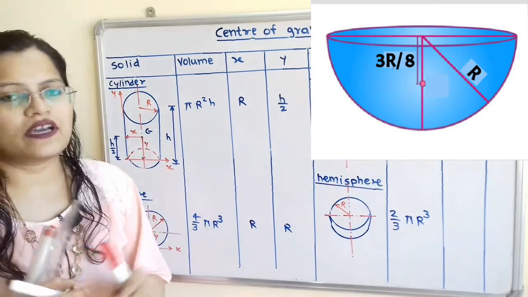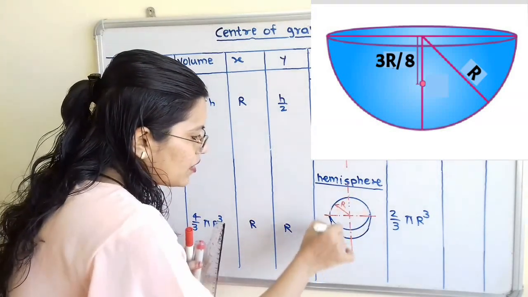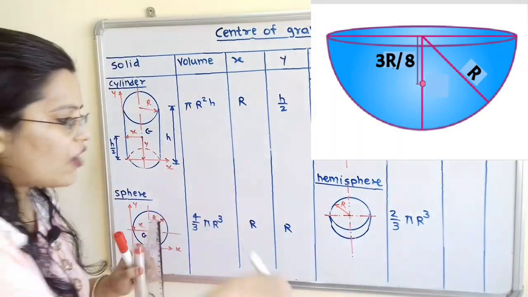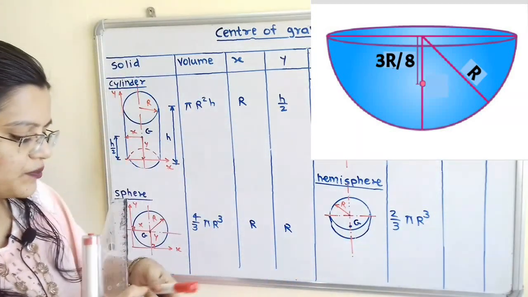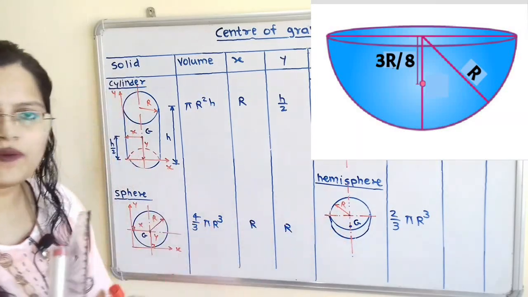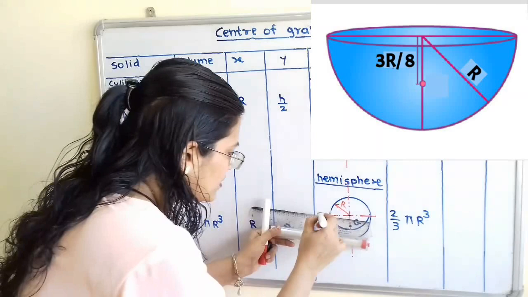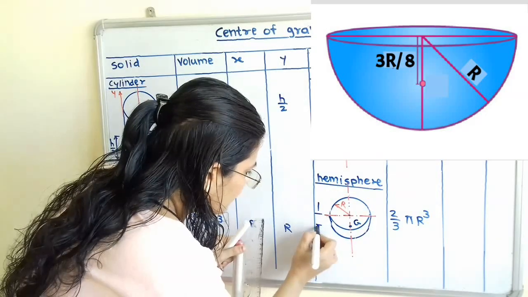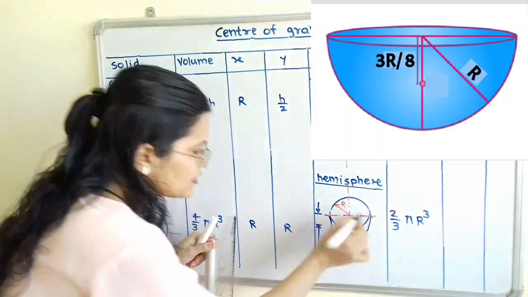Now how to find out the center of gravity point? If we observe this circle, here is the center. Now we have to move in the downward direction from this center, and here is the point G. The distance between this point G and the center of this circle is equal to 3r by 8. We will mention here, this is the vertical distance, equal to 3r by 8, where r is the radius of this circle.